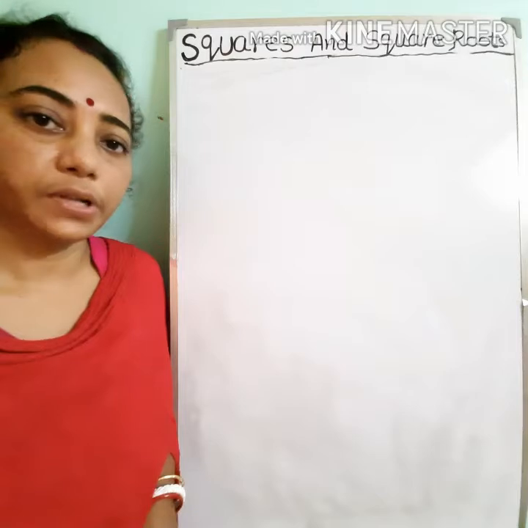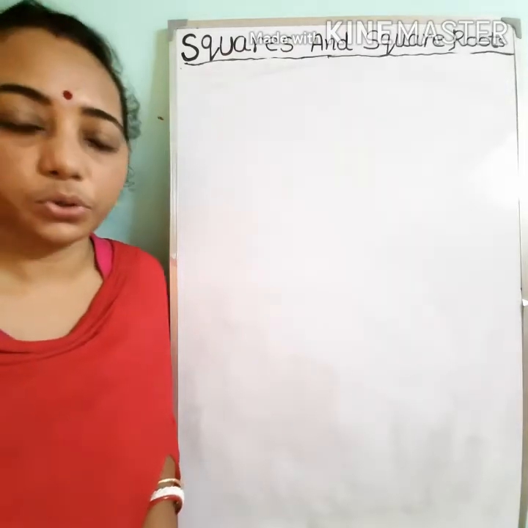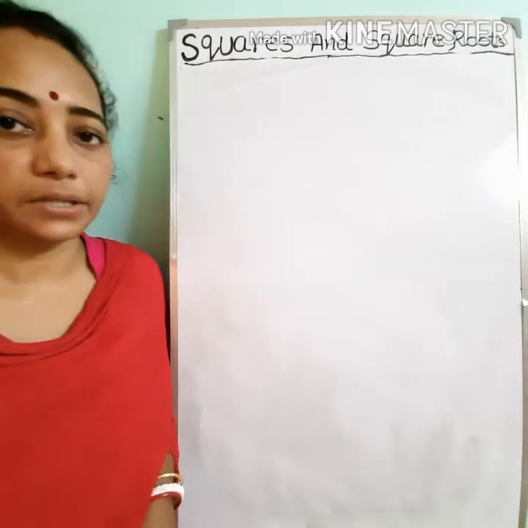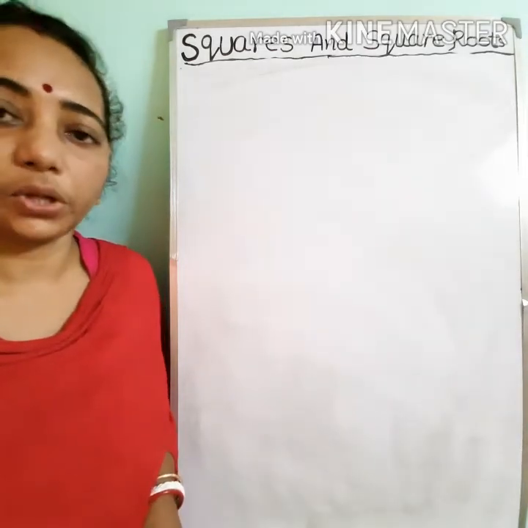Today in this class we will learn how to find the square root of a perfect square number by using the repeated subtractions method. Let's see the method first.